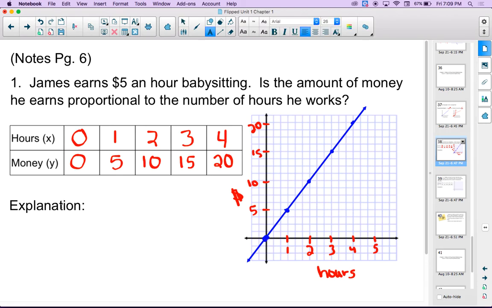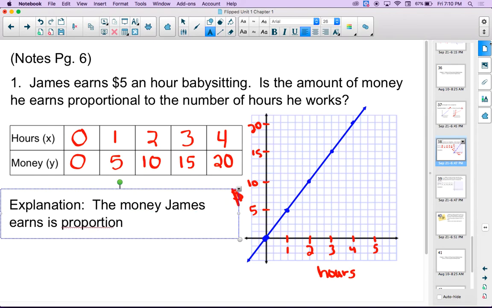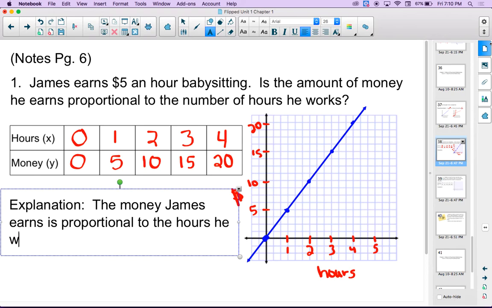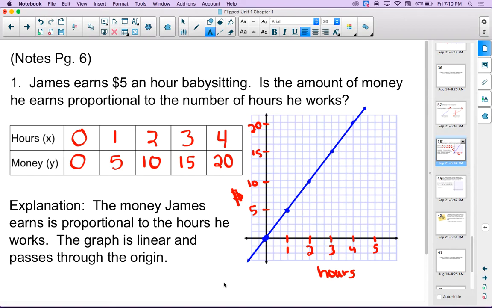And then we are going to fill out our explanation here. And I'm going to type it so it's a little bit faster and a little bit neater. Our explanation will say the money James earns is proportional to the hours he works. And then we'll give a little bit of a reason why. The graph is linear and passes through the origin. So that's what your explanation should look like with these problems. Tell me about the graph. Tell me that the money is proportional to the hours that he works. And now we are finished.